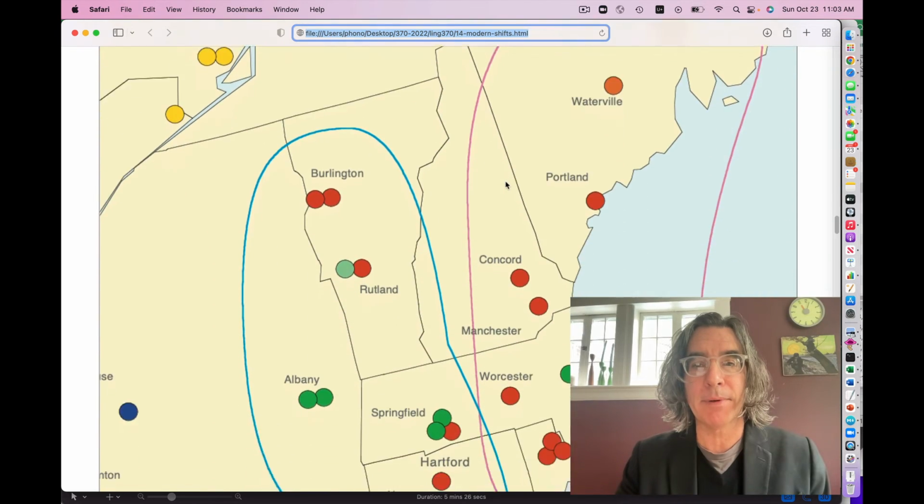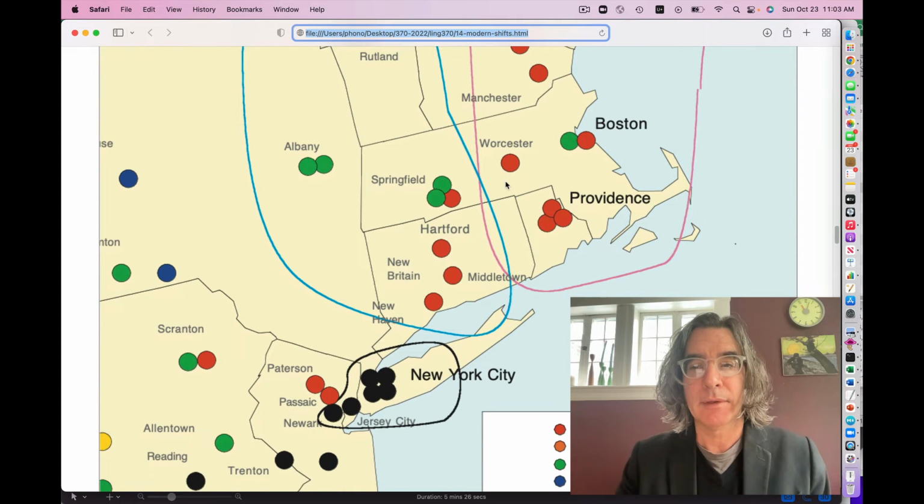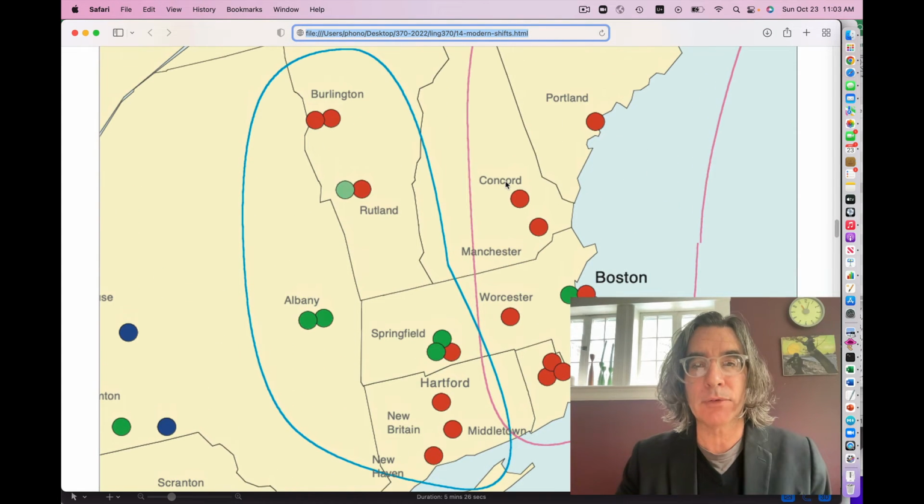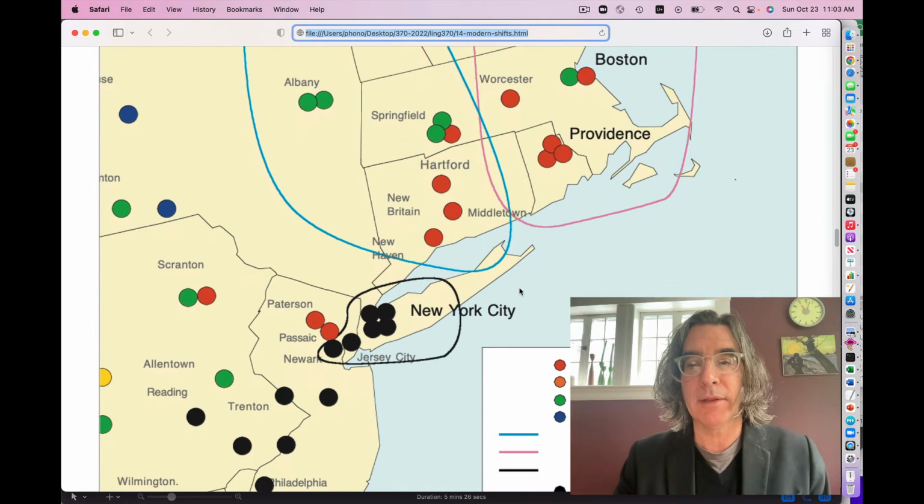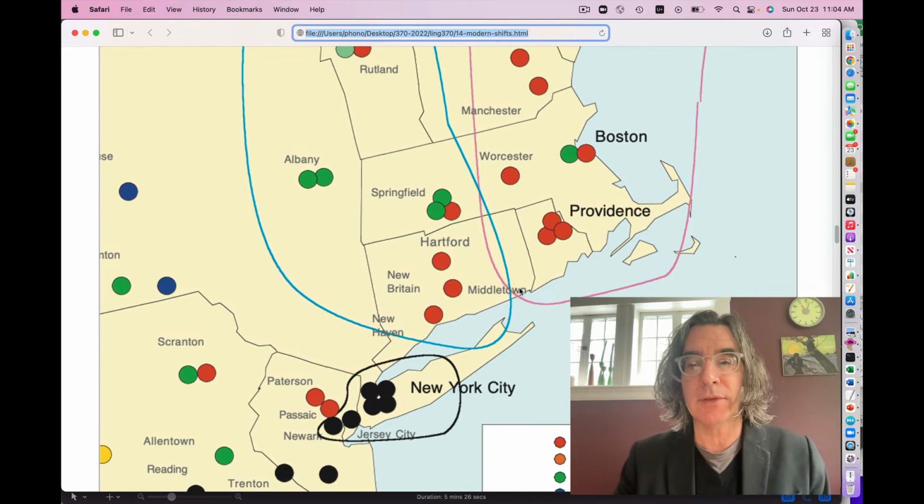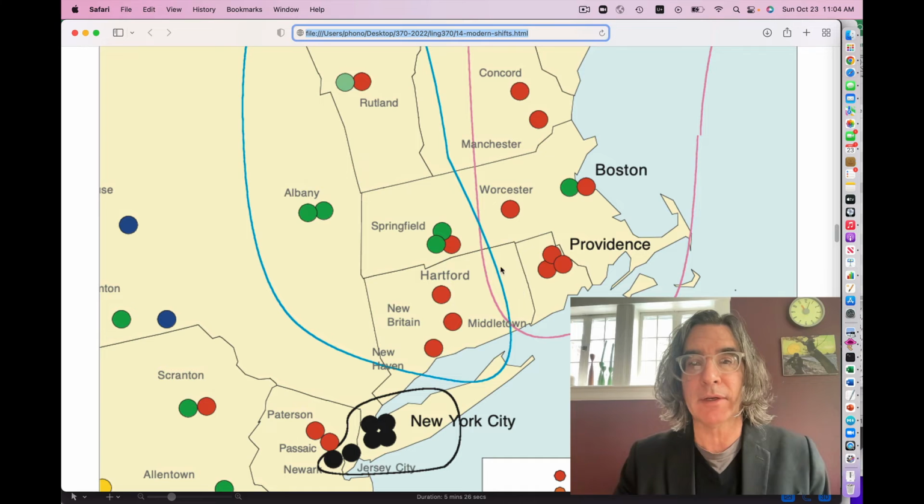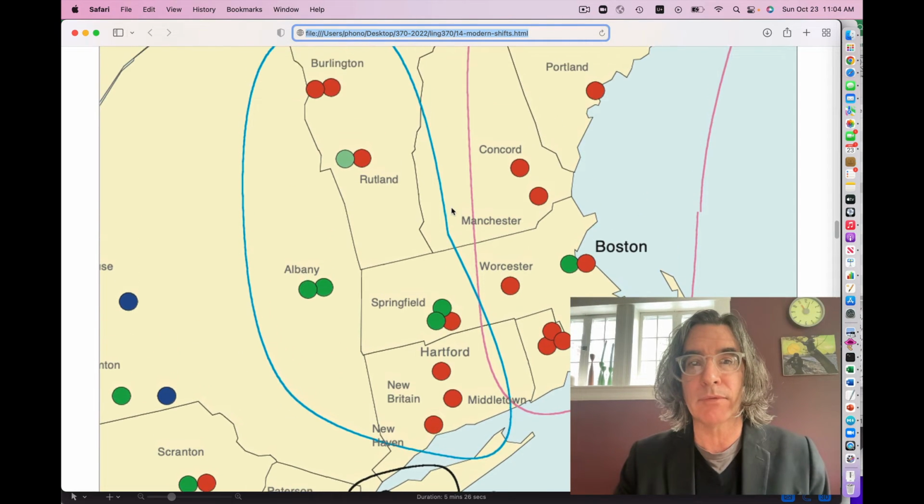Moving on to the map of raising, the red dots are for speakers who have the raising pattern where æ is raised before nasals, but much less so elsewhere, the categorical pattern I talked about a minute ago. Then the green dots are the nasals highest, with the kind of continuous pattern that I talked about for the speaker from Vermont.